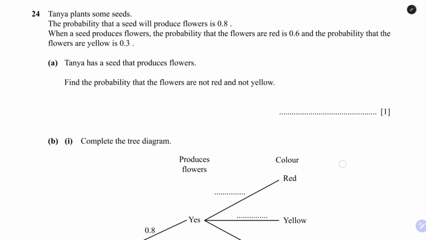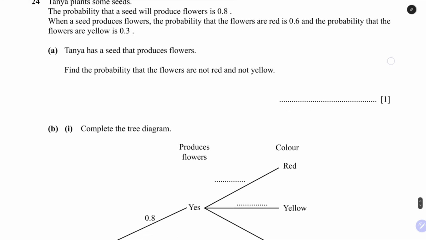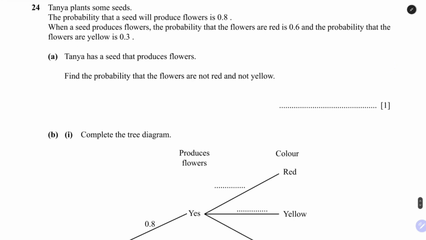Now, another thing we need to note here is that the probability has been given of the seed producing flowers. Tanya has seeds that produce flowers. So we're saying that of the seeds that produce flowers, the probability that the flower will turn out to be red is 0.6 and the probability that it will turn out to be yellow is 0.3. What is the probability that it is not red or yellow?